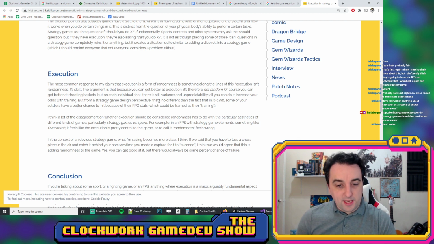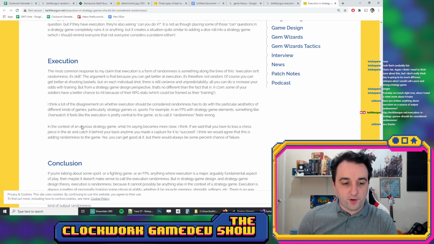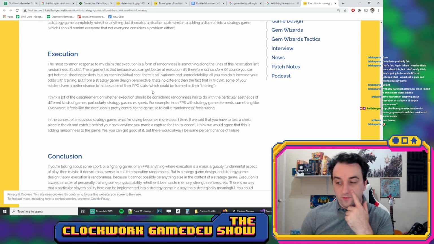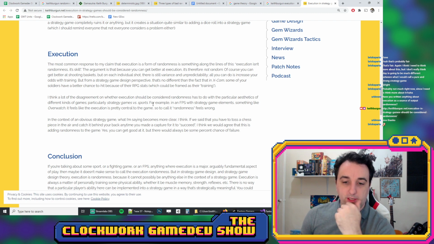But from a strategy game design perspective, that's no different from the fact that in XCOM, some of your soldiers have a better chance to hit because of their RPG stats, which could be framed as their training. Well put, me. I think a lot of the disagreement on whether execution should be considered randomness has to do with the particular aesthetics of different kinds of games, particularly strategy games versus sports. For example, in an FPS with strategy game elements, something like Overwatch, it feels like the execution is pretty central to the game. So to call it randomness feels wrong.